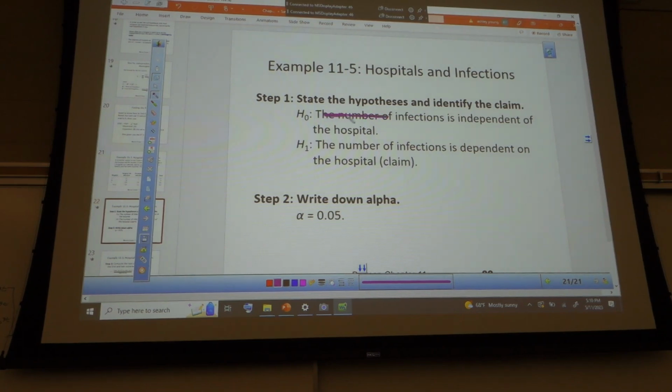Infections is independent of hospital, or infections is dependent on hospital. You could also call it O sub i equals E sub i, or O sub i is not equal to E sub i. Step 2, write down your alpha.